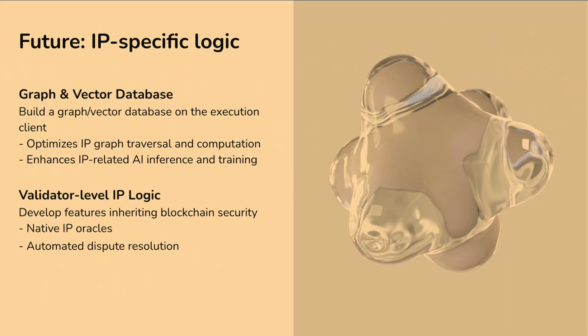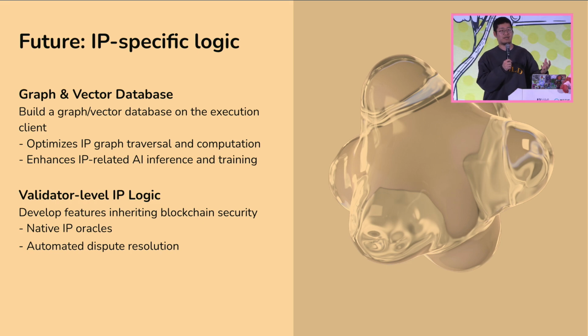So what's the future for our layer 1? There are two areas we want to look into. One is the graph or vector database. As we said, we precompiled the IP graph, so we're trying to see how we can optimize IP graph traversal and computation further, and then enable IP-related AI inference and training, where we can use a graph database or vector database to segment the IP into different vectors.